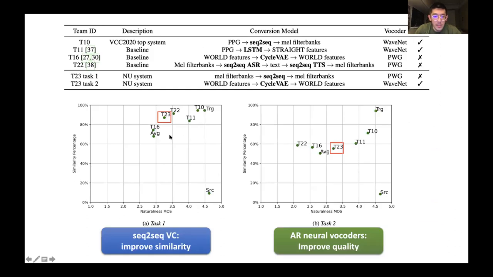Looking at the results in task one, we can see that T23, which is our system, is better than the average of all the submissions in terms of similarity by about 20%. And it can also outperform the T16 baseline by about 15%. This result shows that sequence-to-sequence VC can improve similarity. For task two, the T23 system can outperform the average by about 0.5, and it can outperform the T16 by about 0.6 or 0.7 in terms of naturalness. So AR neural vocoders can improve quality or naturalness.